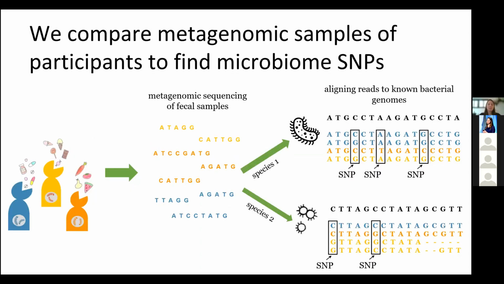The first step was to find these variable positions, the SNPs. So we compared the samples from different individuals. The first step is metagenomic sequencing, and then to compare different samples for the same genomic position for each bacteria, we aligned the short reads to known bacterial genomes. We compared the reads that came from different samples to look for variable positions, which we called SNPs.